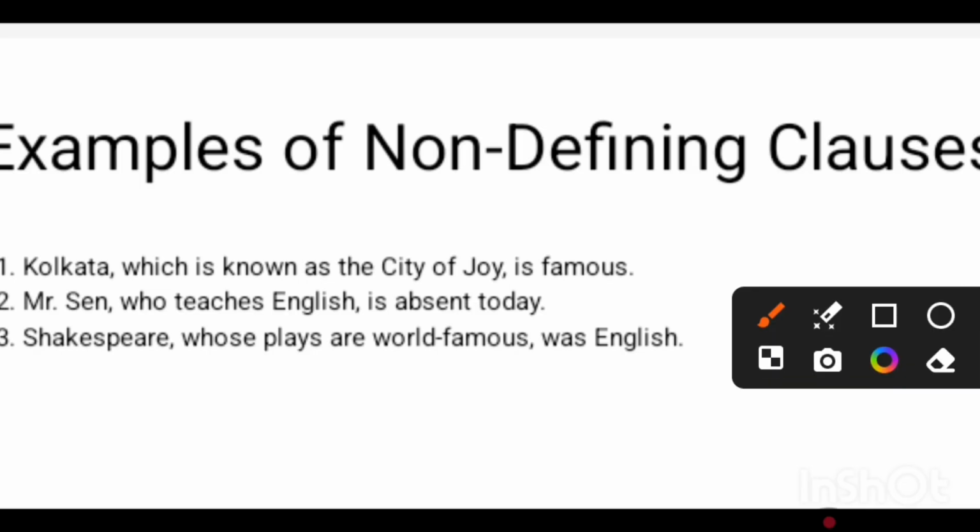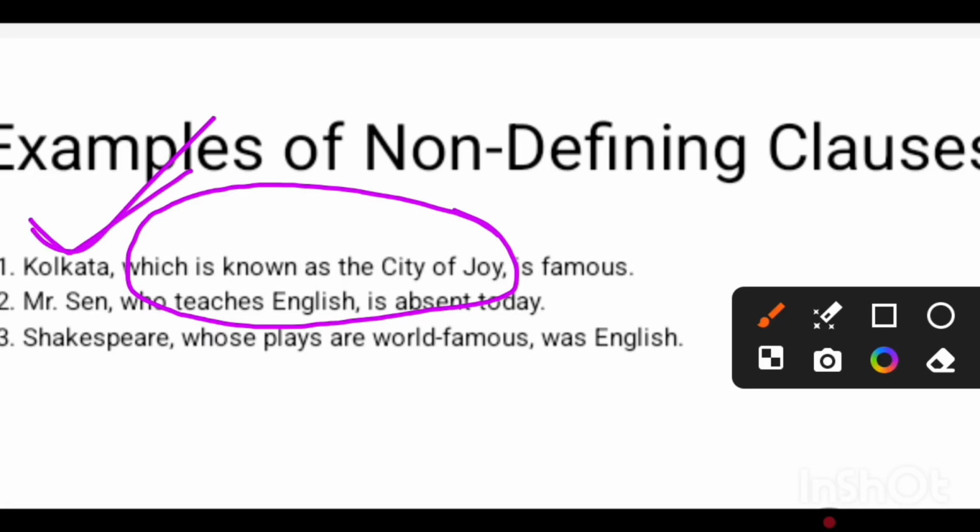So here you can see an example of non-defining clauses. Kolkata, which is known as the city of joy. Friends, here you can see "which is known as the city of joy." It is extra information because if you use any kind of proper noun, it is always identified. That means you need not identify it by some other clauses or words. Identification is not mandatory here. So Kolkata is famous. It is a complete sentence. This part is extra. That is why it is separated by commas. It is called a non-defining clause.